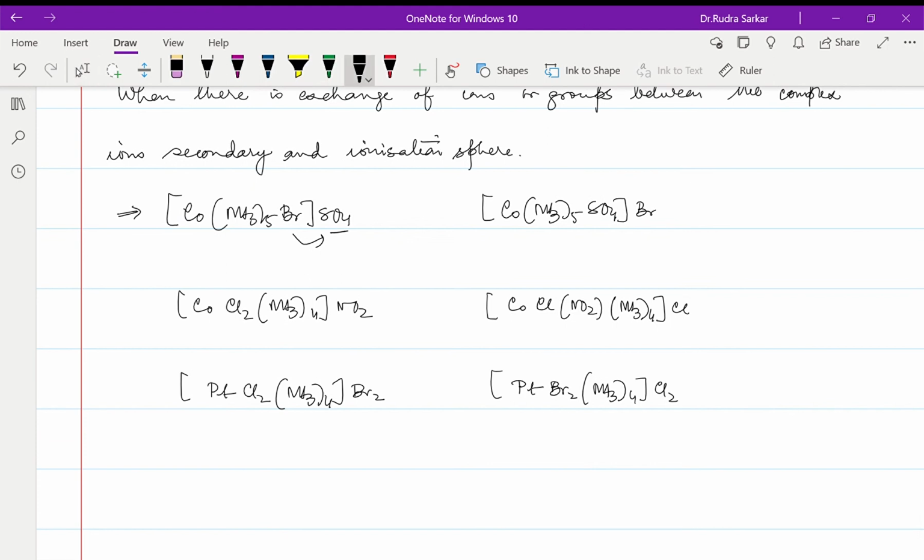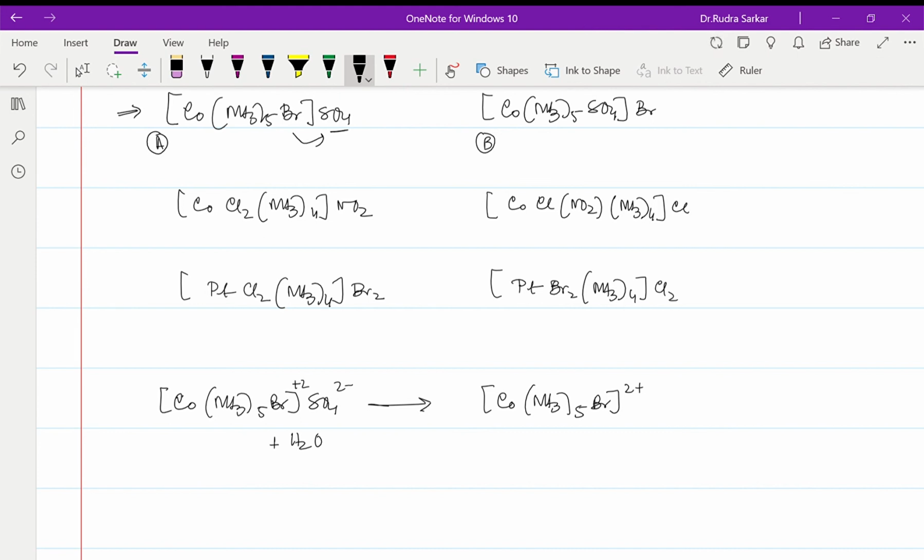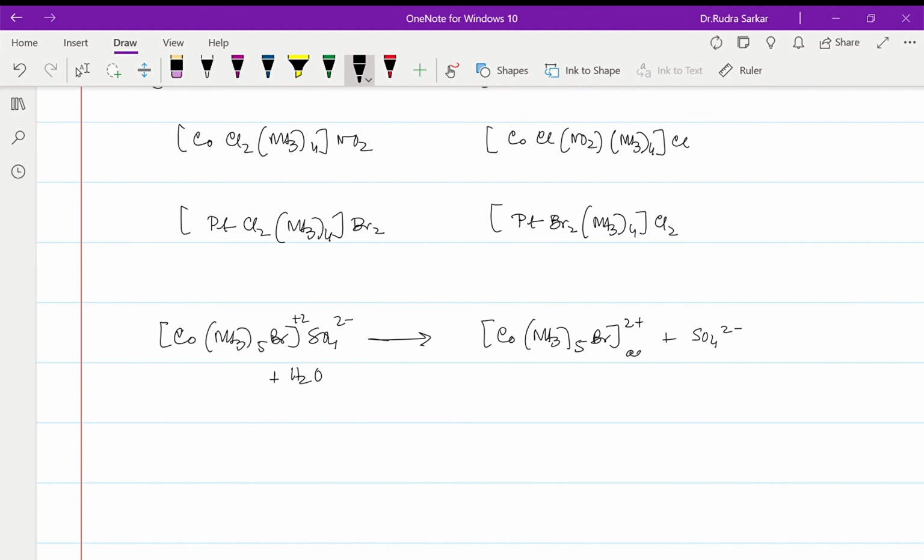Interestingly, suppose you are taking these two complexes. Suppose this complex is A and this is complex B. These two complexes will behave differently chemically when you run some chemical test over them. Suppose you take the first complex and dissolve it in water. As we have learned, the unit within the third bracket will remain intact. This will be +2 charge because sulfate over here is -2 charge, so we will have SO4 2-. That means over here Br minus is not free but the sulfate is free.